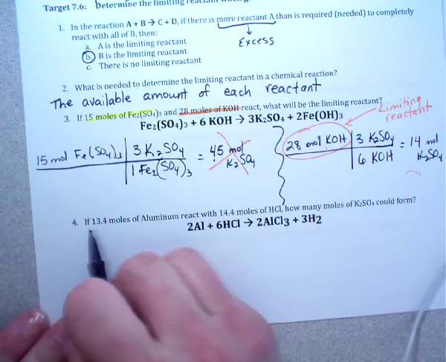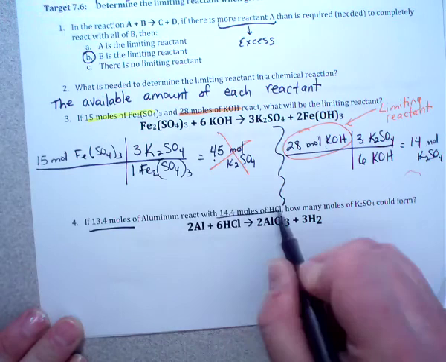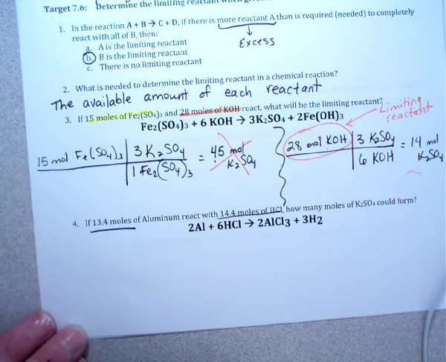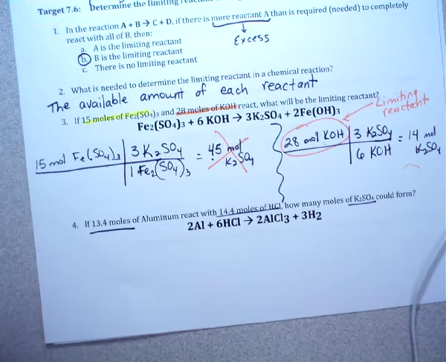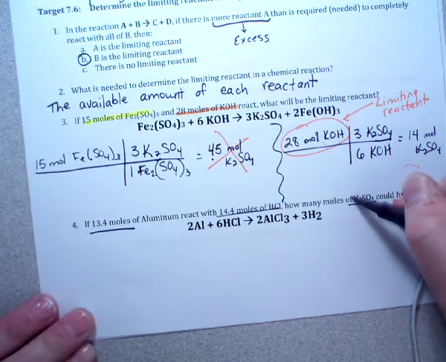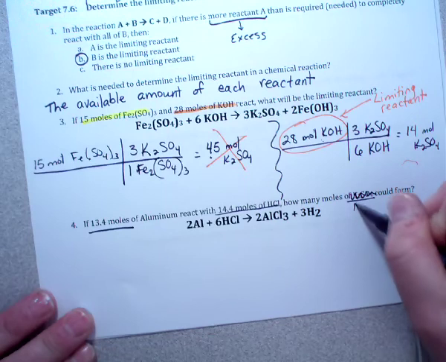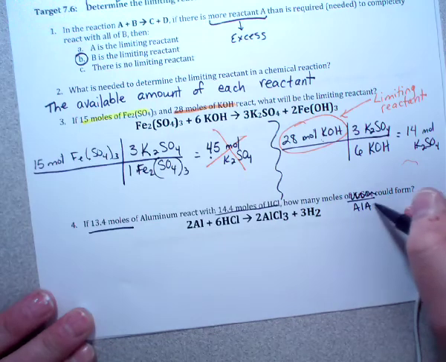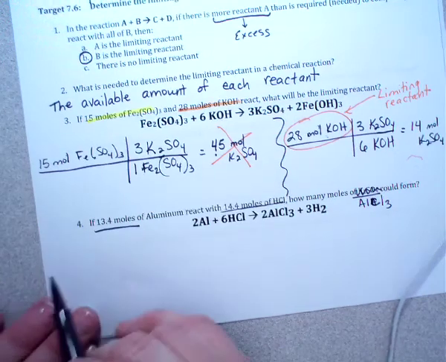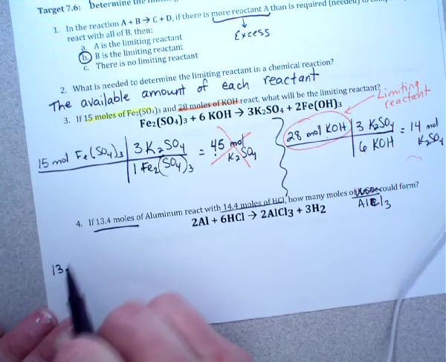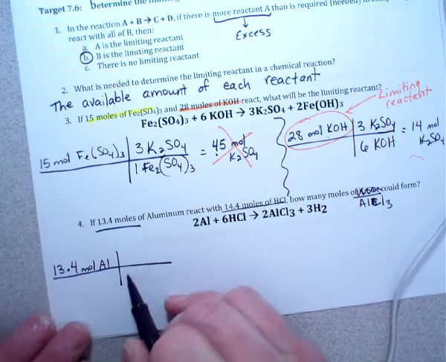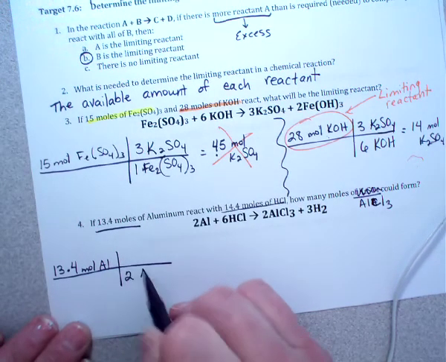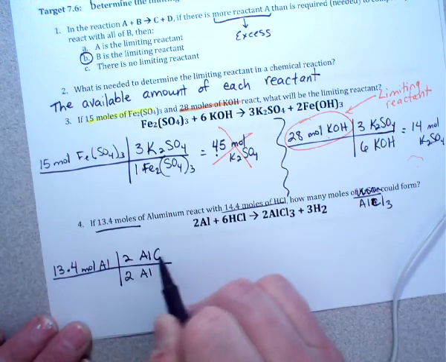Problem 2 says if I have 13.4 moles of aluminum and 14.4 moles of HCl, how many moles of K2SO4 could form? Okay, I have a feeling that this is a typo. Let's say moles of aluminum chloride. So starting with 13.4 moles of aluminum, I'm going to turn that into moles of aluminum chloride. There are 2 aluminum for every 2 aluminum chloride.